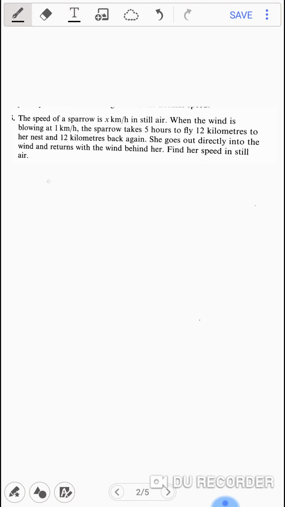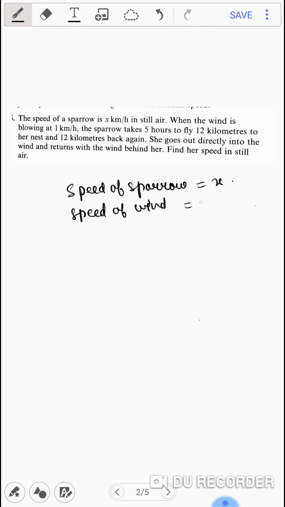Problem number 2 says the speed of sparrow is x km per hour in still air. So speed of sparrow is x when the wind is blowing at 1 km per hour. So what is the speed of wind? Speed of wind is 1 km per hour.